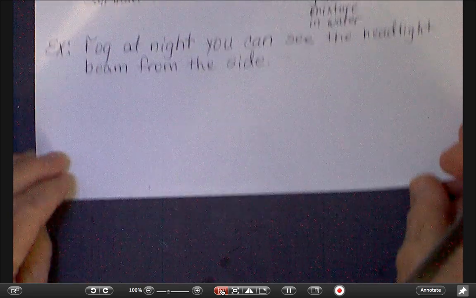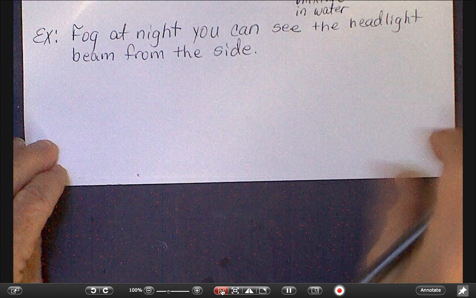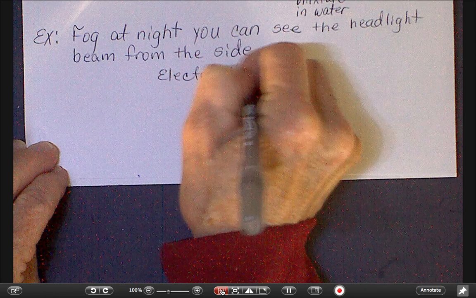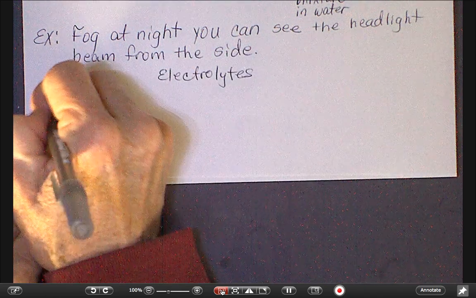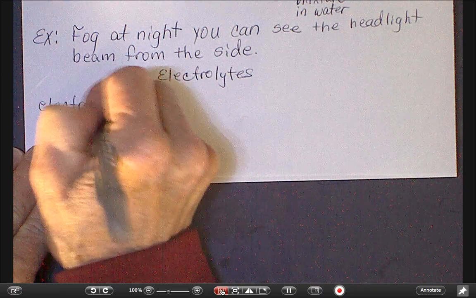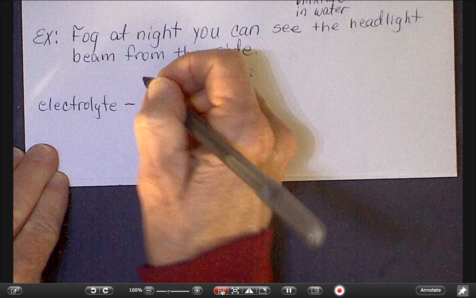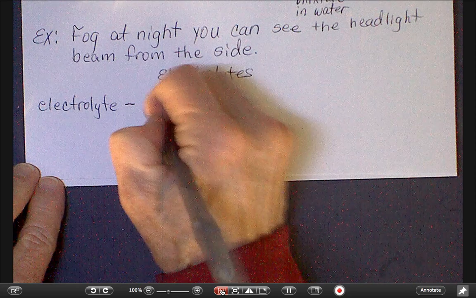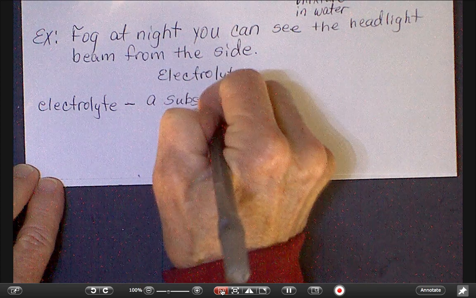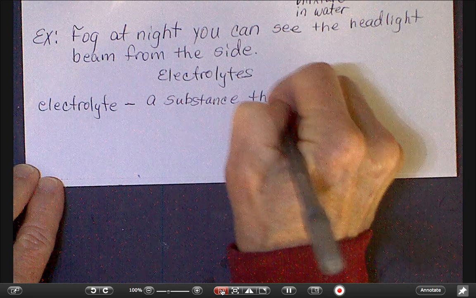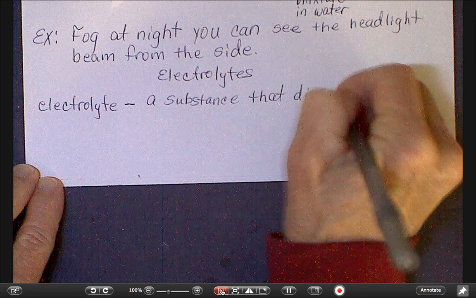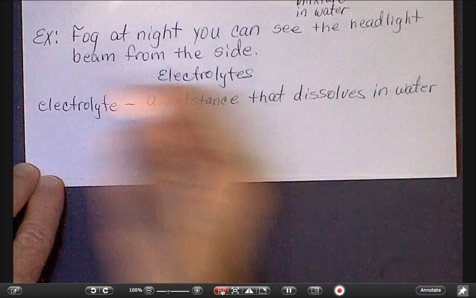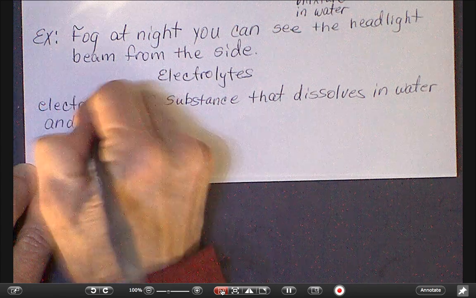Okay. Moving on up, electrolytes. Definition of electrolyte: a substance that dissolves in water and has dissolved ions.